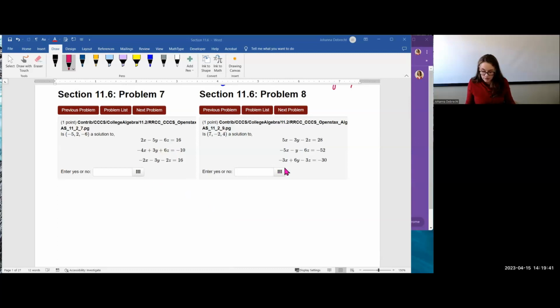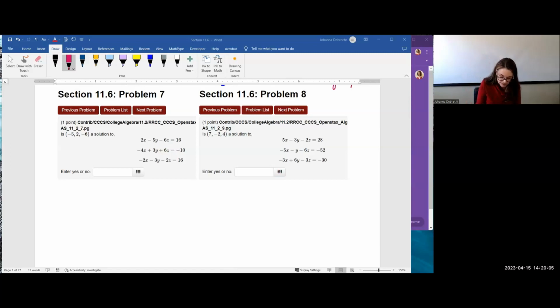For these 2 problems, we just want to verify whether or not it's a solution. Now, remember, to be a solution, you have to be able to plug it into all 3 equations at the same time and get some kind of true statement. If you get a false, it's not on that line. And in this case, they're not lines, they're actually planes.